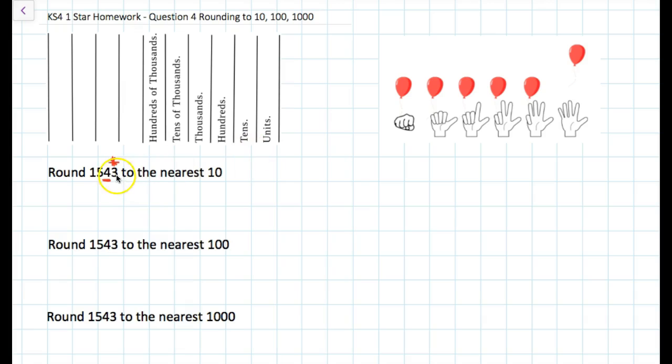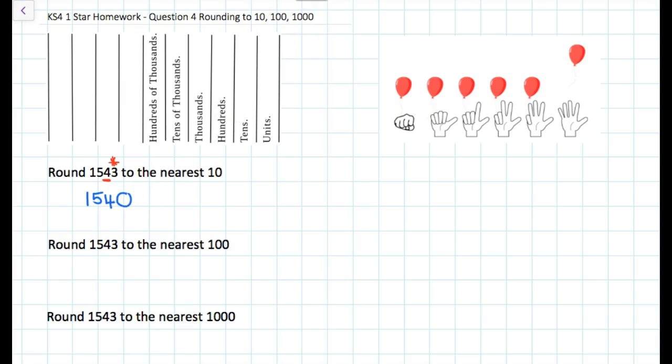Now we can think of that as our numbers, that actually this number here is 3, so this 4 will stay exactly as it is. So if we write it down, well, 1 is important, the 5 is important, the 4 is staying as it is, and this 3 is disappearing and changing to a 0 when we round.